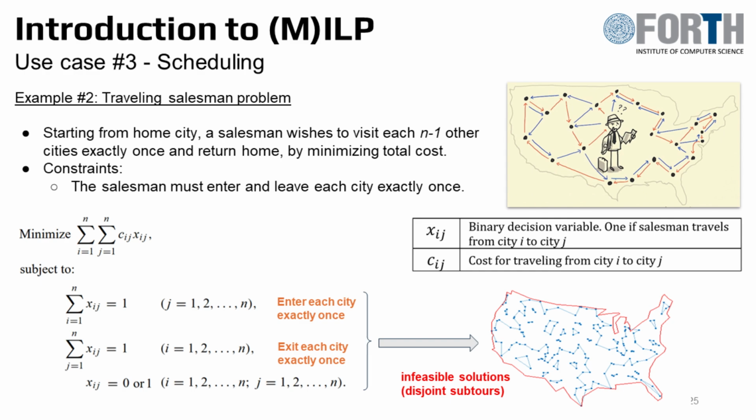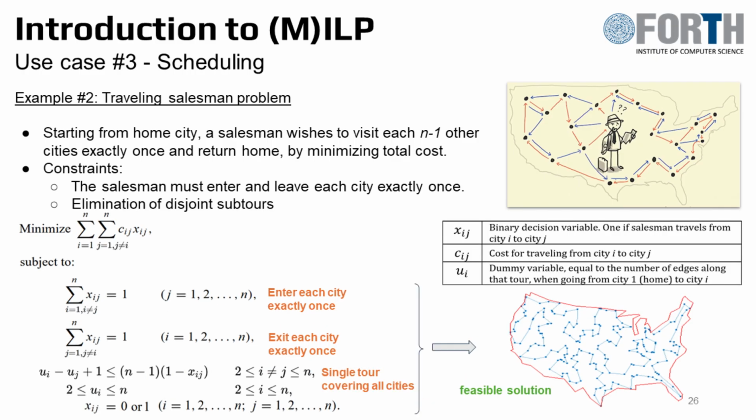Two structural requirements define the tour. First, each city must be entered exactly once. Second, each city must be exited exactly once. These two sets of constraints ensure that every city has exactly one incoming and one outgoing connection. However, these conditions alone are not sufficient. They may produce solutions that consist of multiple disconnected cycles, known as subtours. In such a case, the salesman would form several small loops instead of one single tour visiting all cities. This is why additional constraints are required to eliminate subtours and enforce global connectivity.